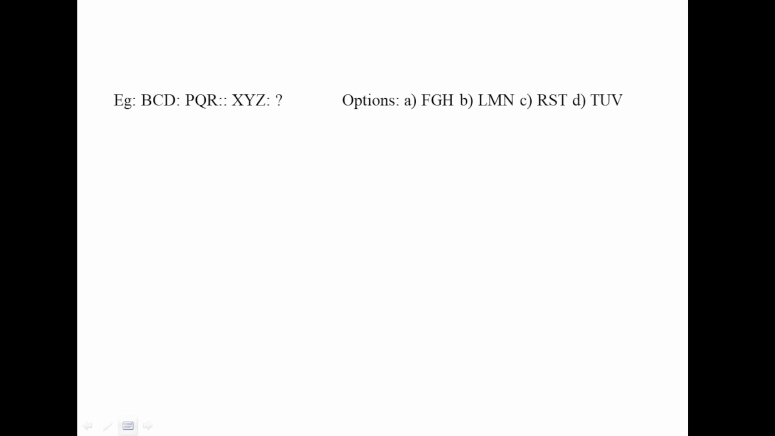I will solve one example and explain how letter analogies look and what steps we have to consider before solving this. You can see the example here. This is the first group, BCD, this is the second group, PQR, and XYZ is the third group. In between you have something called 'is to'. You have to find out this question mark.